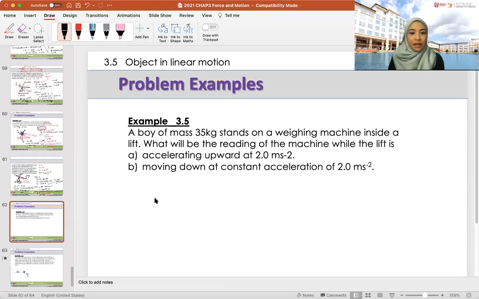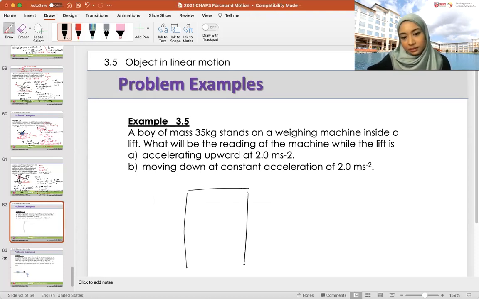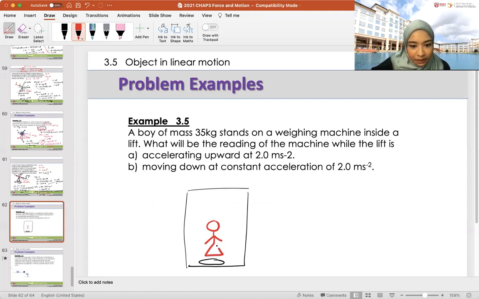A boy of mass 35 kg stands on a weighing machine inside a lift. Lift or elevator. So this is your elevator. Inside a lift, he stands on a weighing scale. My weighing scale is round. And no, this is not mine, this is yours. So we're wearing a skirt today. So it's a girl. Oh, it's a boy. Sorry. I worked hard drawing this, I drew a skirt on the boy. Usually I draw a boy. Okay, so this is the boy standing on a weighing scale.